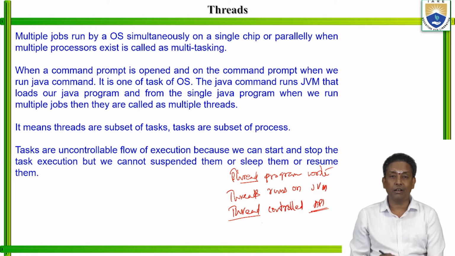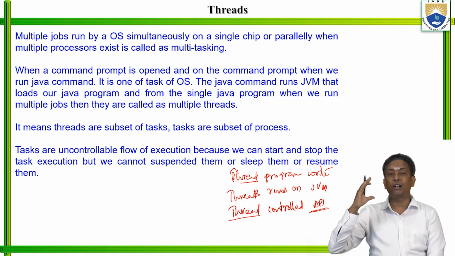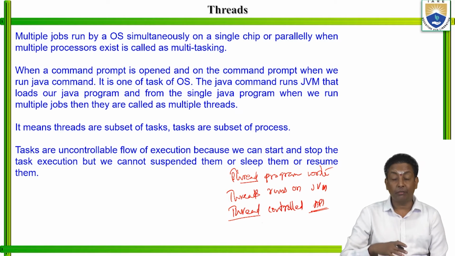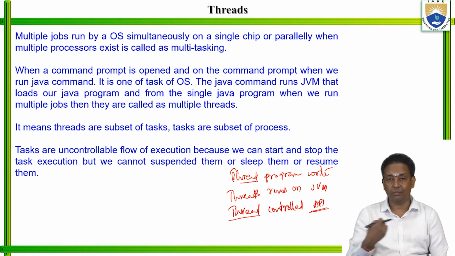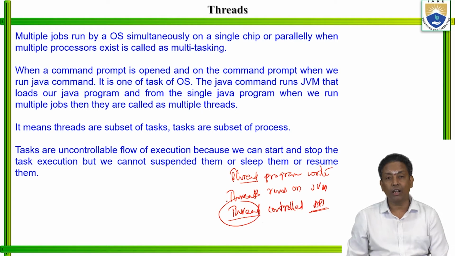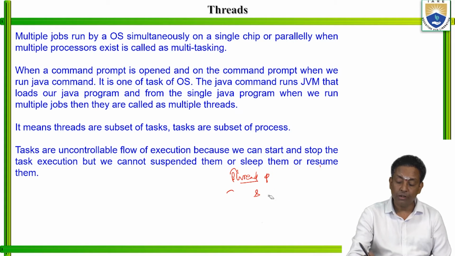We can start the thread. We can suspend the thread. We can resume the thread. We can stop the thread. We can give low priority to the thread. We can give high priority to the thread. So, unlike tasks and processes, for threads from the program, we can control their execution, their flow of execution. So we'll see that in the programming.